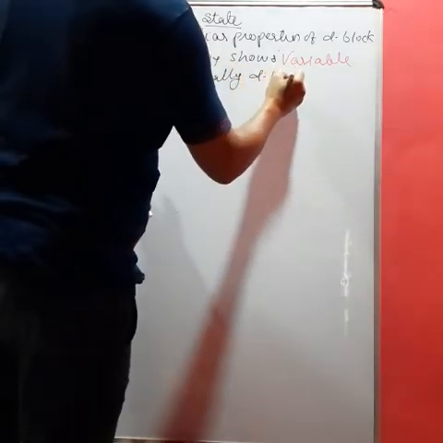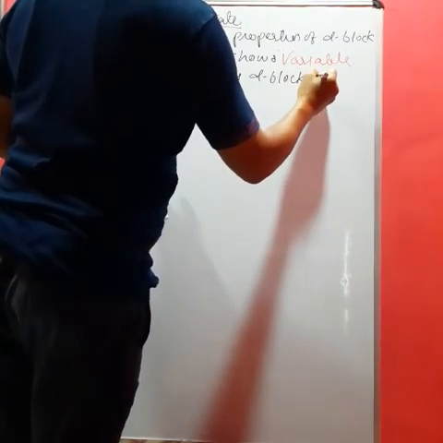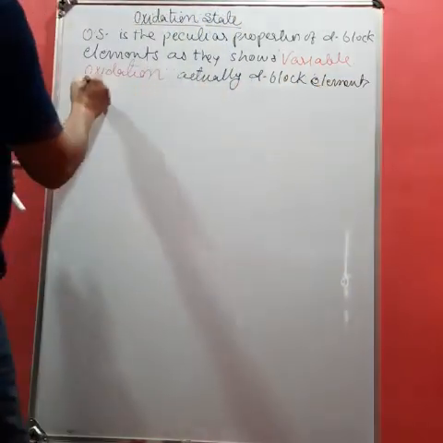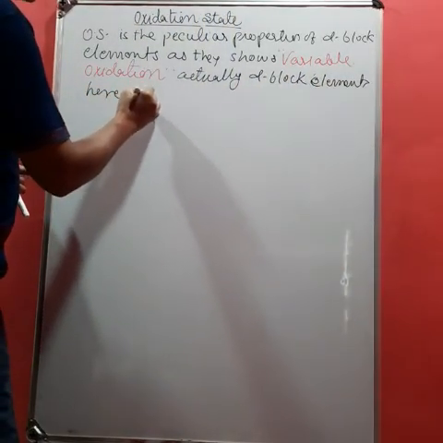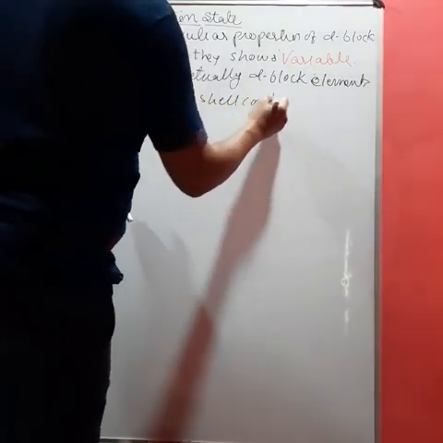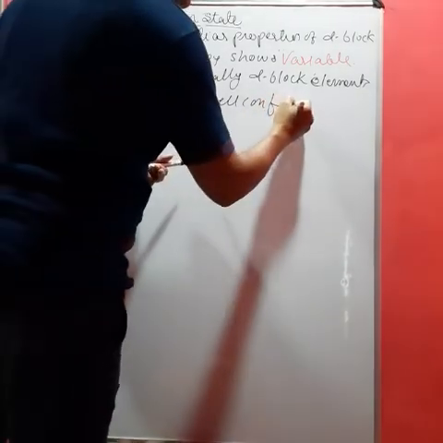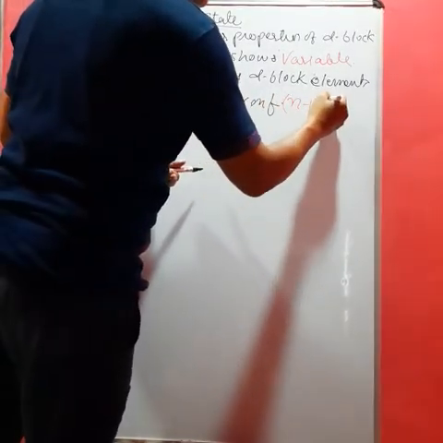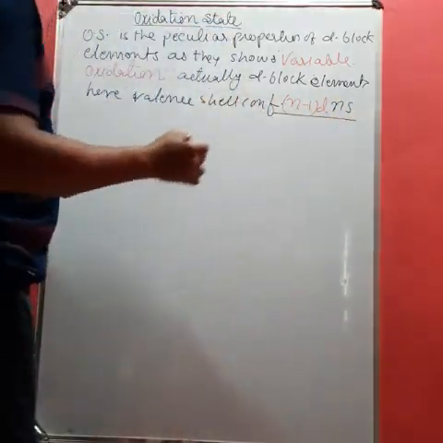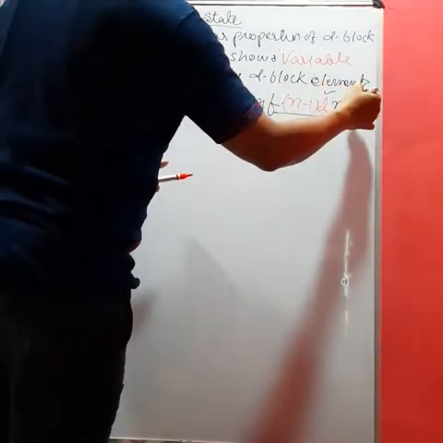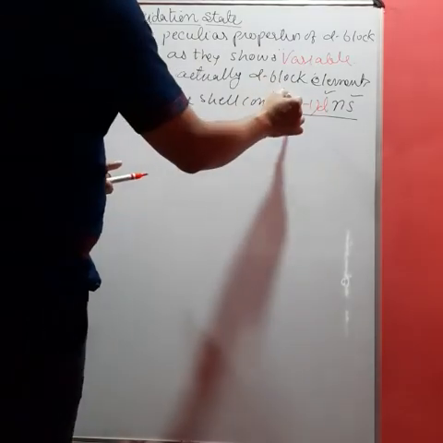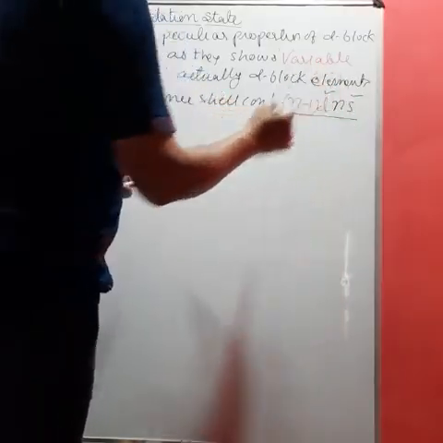Actually, d block elements have valence shell configuration, I told you earlier, (n-1)d and ns. Electrons in d as well as s are present in their valence shell. That is called the penultimate shell and this is called the ultimate shell.